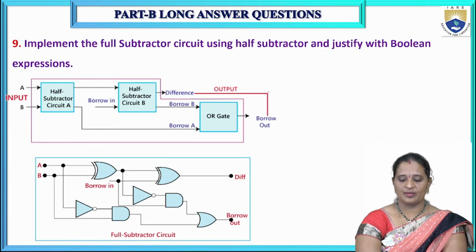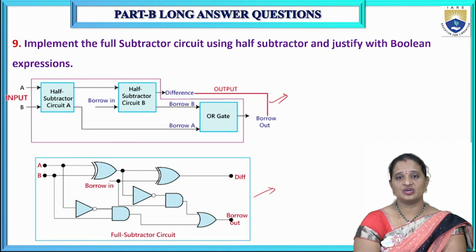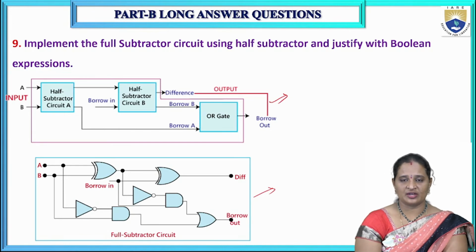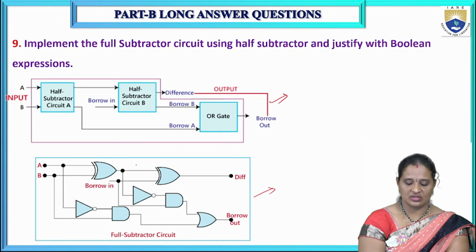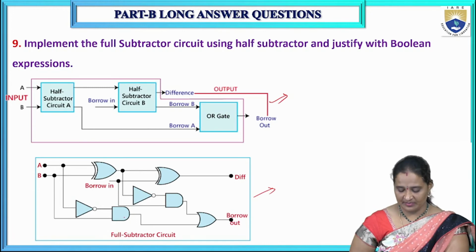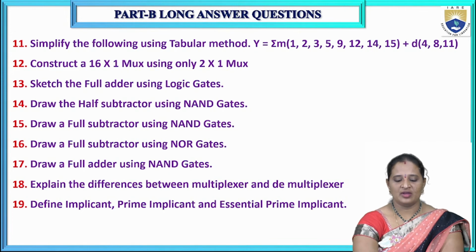Okay, and this is the block diagram. Draw this, and then this is the implementation of full subtractor using two half subtractors and one OR gate. A half subtractor has one XOR, one AND, and one inverter. So this is the implementation of full subtractor using two half subtractors. And finally, we have some more questions.